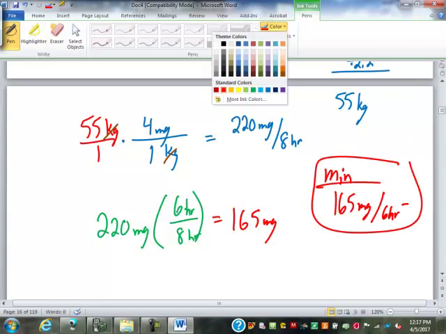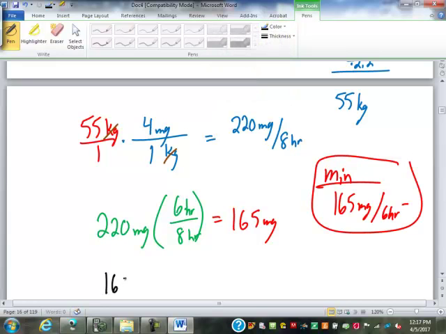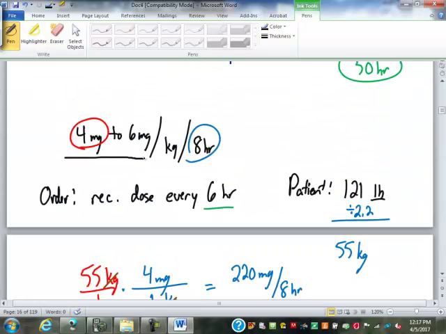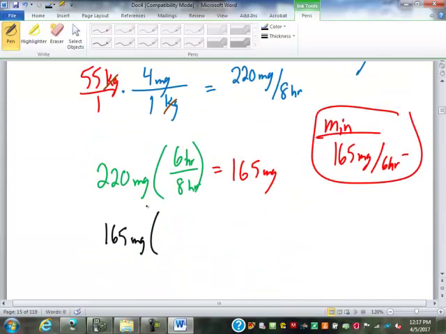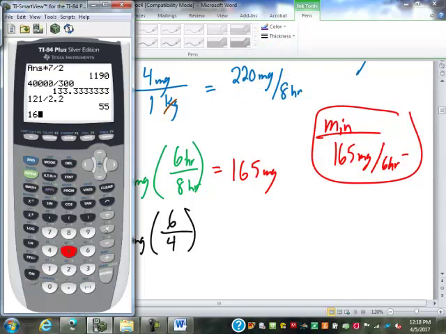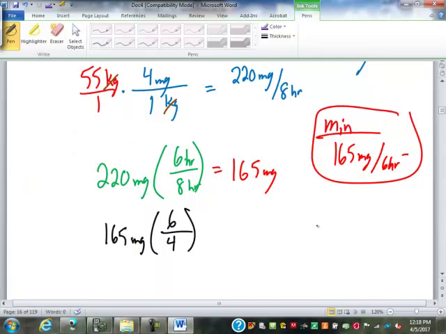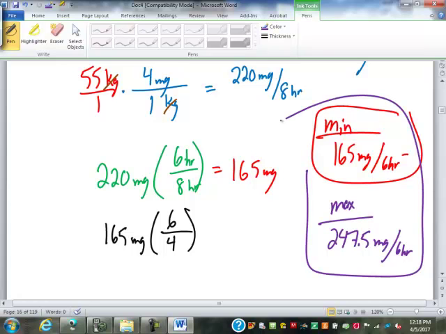To find our maximum, we do another titration. Use that 165 milligrams. And up here we had 4 to 6 milligrams was our recommended. We used the 4, so that goes on bottom. And we're going to 6. So we have that 165 times 6 divided by 4 gives us 247.5 milligrams. That's still in 6 hours. Is our maximum dose. So that is the range that would be recommended dosage for that patient.